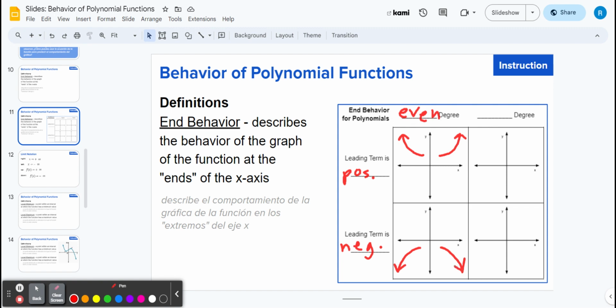Okay, when we have an odd degree and a positive leading term, as we move left, our function value decreases to negative infinity. As we move right, our function value increases to positive infinity. And now those will flip as well when we go into the negative section. So odd degree, negative leading term. As we move left, we increase to positive infinity. As we move right, we decrease to negative infinity.